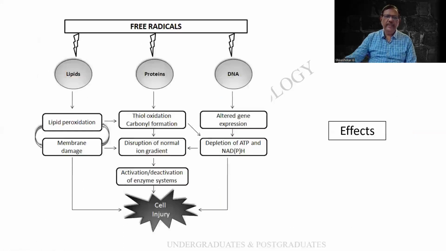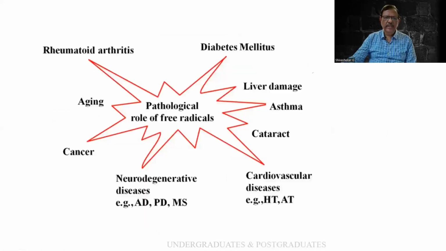The free radicals, look at the various things I had mentioned, the schematic, you people can draw it in your exam. Lipids: there is peroxidation and membrane damage. Proteins: there is thiol oxidation and then disruption of the normal ion gradient. Ultimately, there is an activation or deactivation of the enzyme systems. There can be a cell injury. DNA: altered gene expression, and there is a depletion of the ATP. There is disruption of the normal ion gradient leading to cell injury. These are the effects of the free radicals. Schematically, you people can draw this. It is a good picture.